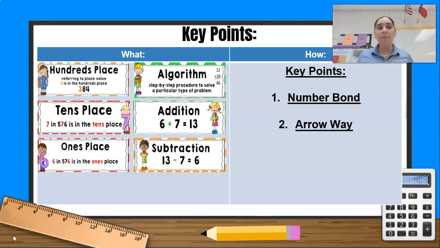Okay, boys and girls, let's talk about what we are learning today. We've been learning the place value units, which are the hundreds, the tens, and the ones, and you already know that each is a unit and each unit has its value. Well, we're going to be doing some addition and some subtraction. And look at it, there are no key points, because in today's lesson, you get to decide which way you solve the problem, whatever works best for you, either the number bond or the arrow way, whatever is your preference. So let's start working and let's learn.